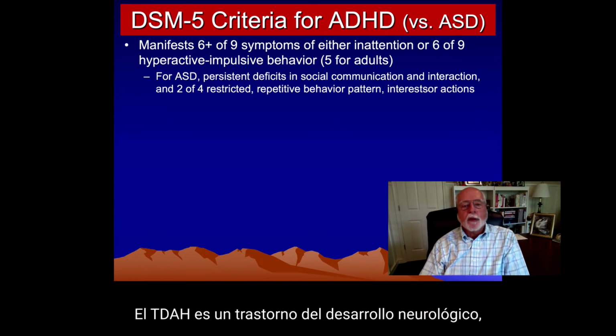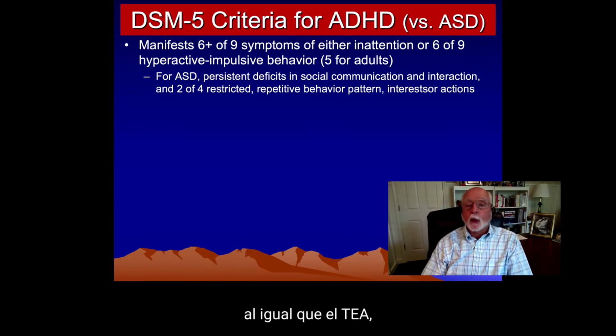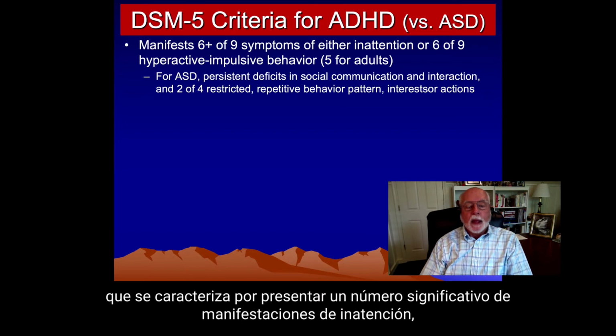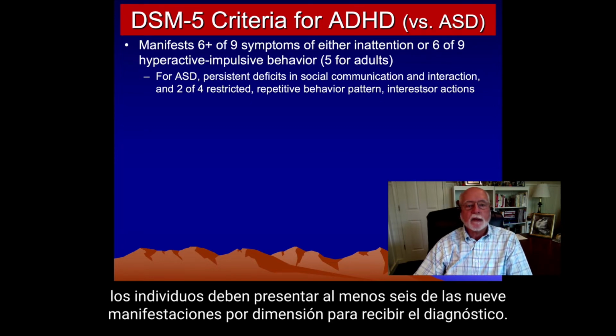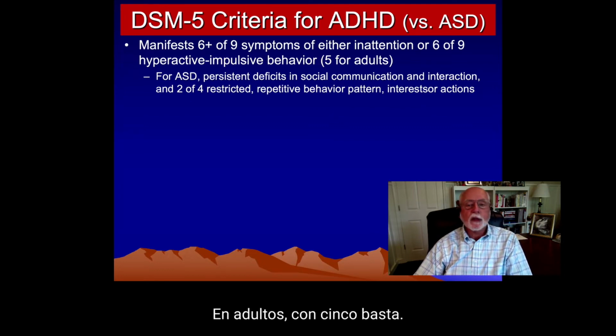ADHD is a neurodevelopmental disorder. So is ASD. ADHD is recognized by having a significant number of symptoms of inattention, as well as of hyperactive and impulsive behavior. And individuals have to have at least 6 out of 9 symptoms on either of those symptom lists in order to receive a diagnosis. In the case of adults, that has dropped slightly to 5 symptoms on either list.